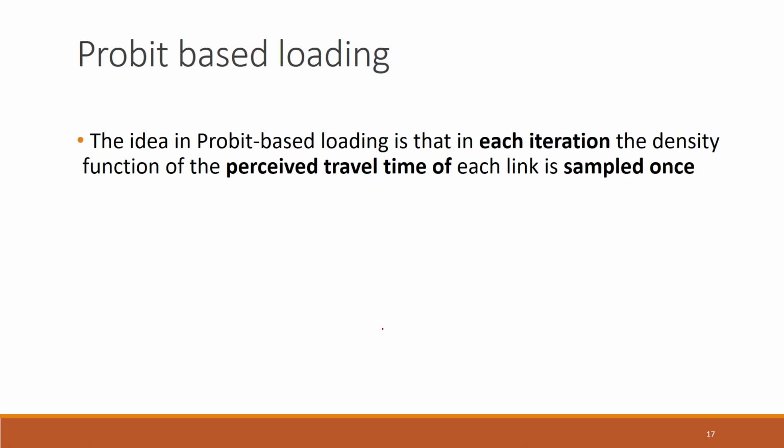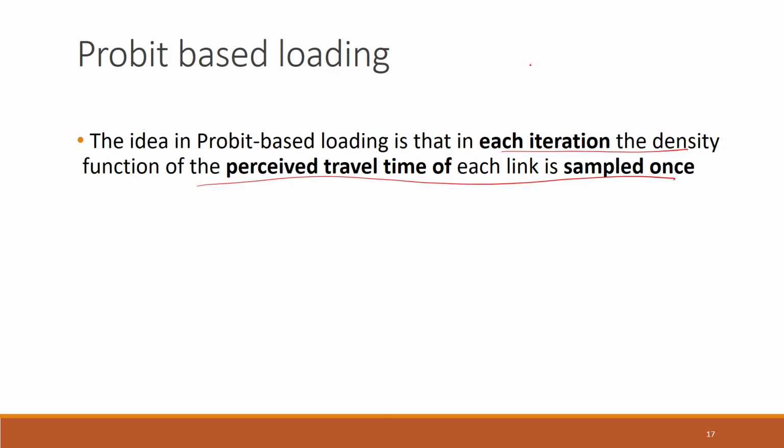So, if you remember, when we had tried to calculate the choice probabilities or the satisfaction function for the Probit based loading model, there we had gone back to this Monte Carlo simulation. So, we will be doing something similar here also. The idea in Probit based loading is that in each iteration of this Monte Carlo, the density function of the perceived travel time of each link is sampled once.